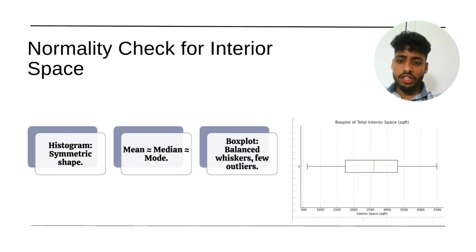Normality check for interior space. To check if the interior space data was normal, we looked at the histogram, the mean-median relationship, and the box plot. The histogram looked symmetric, and the mean and median were close. The box plot showed balanced whiskers, suggesting normality.